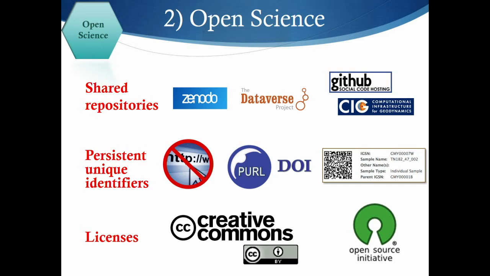So these are important pieces of making science open, making sure that it's in a shared repository, that you have an identifier that will reach it right away, and that when somebody reaches that data set, they understand what they can do with it, or data set or software.